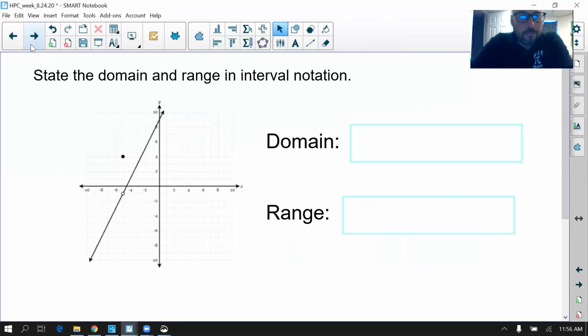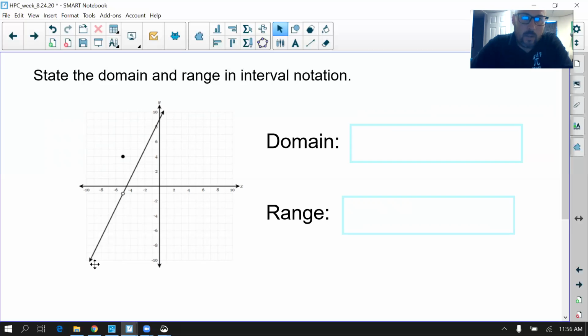Last example, the domain and range of this. Now this at first may seem like an algebra 1 problem because it's a line. That's definitely algebra 1. It has a slope of 2, it looks like, and a y-intercept of 9. So I can write this function as y equals 2x plus 9. But I'm asked to find the domain.